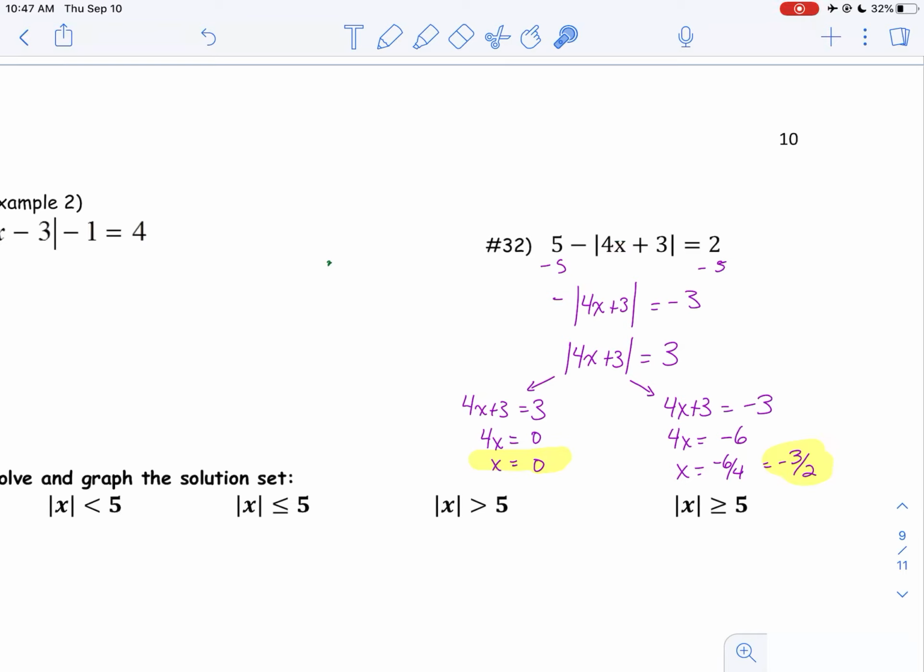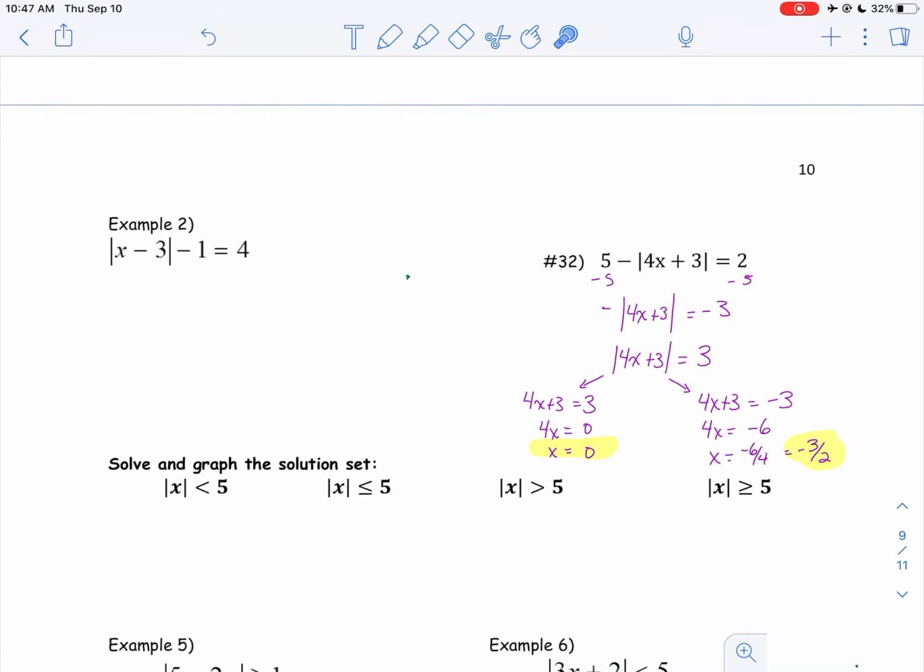Plug in negative 3/2 here. We get negative 3/2 times 4. It's going to give me negative 6 plus 3 is negative 3. The absolute value of negative 3 is positive 3. 5 minus 3 is 2. Sorry, that's a lot of work.